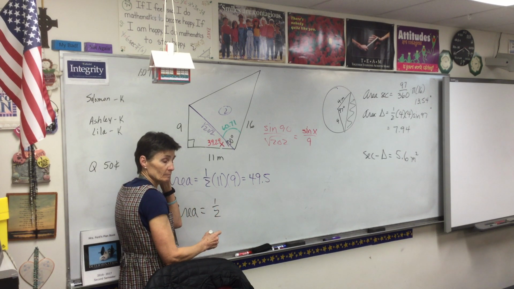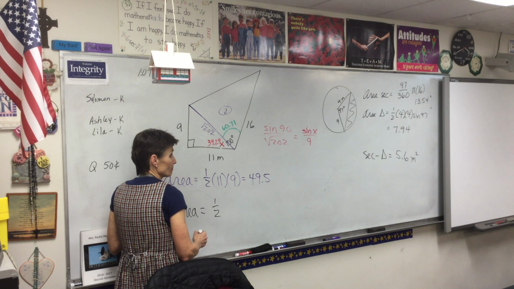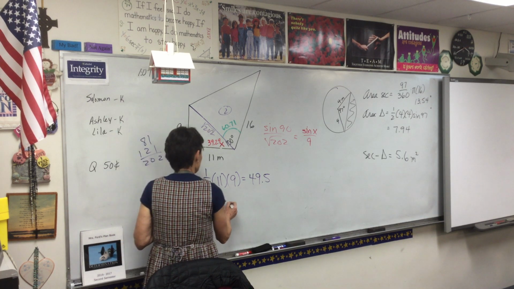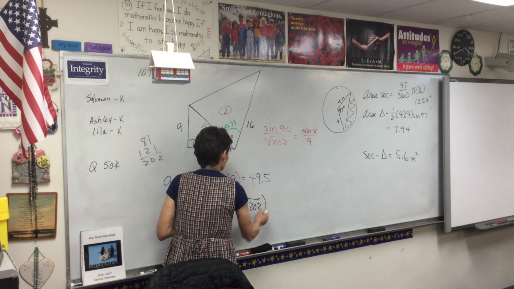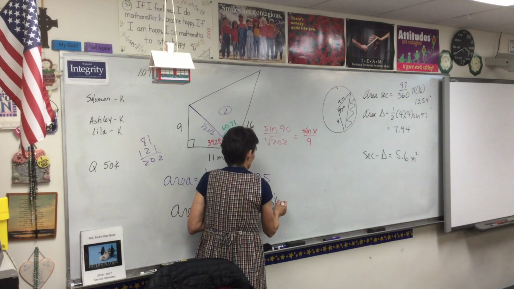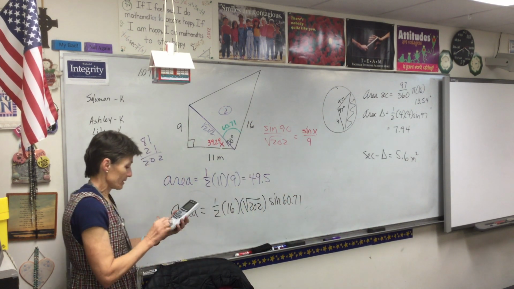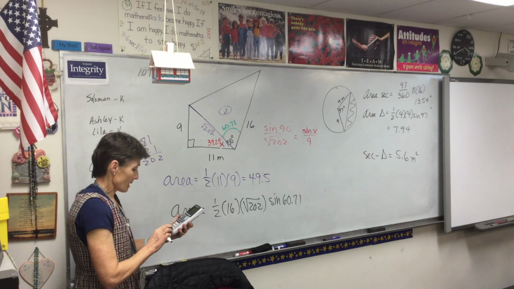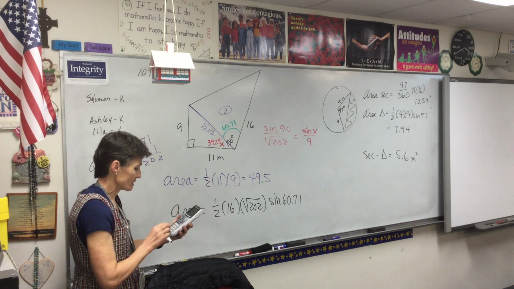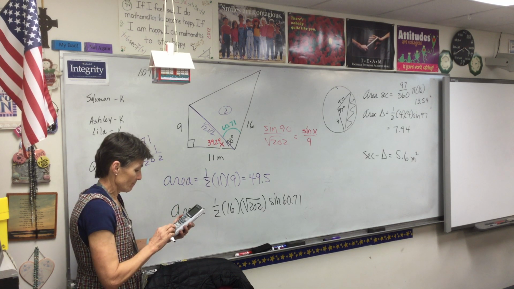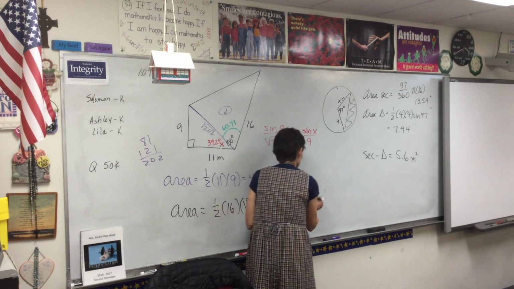1/2 times 16 times the square root of 202. Perfect. That's going to be the area of that second triangle. So 1/2 times 16 times square root 202, close parentheses, times sine 60.71. 99.17?